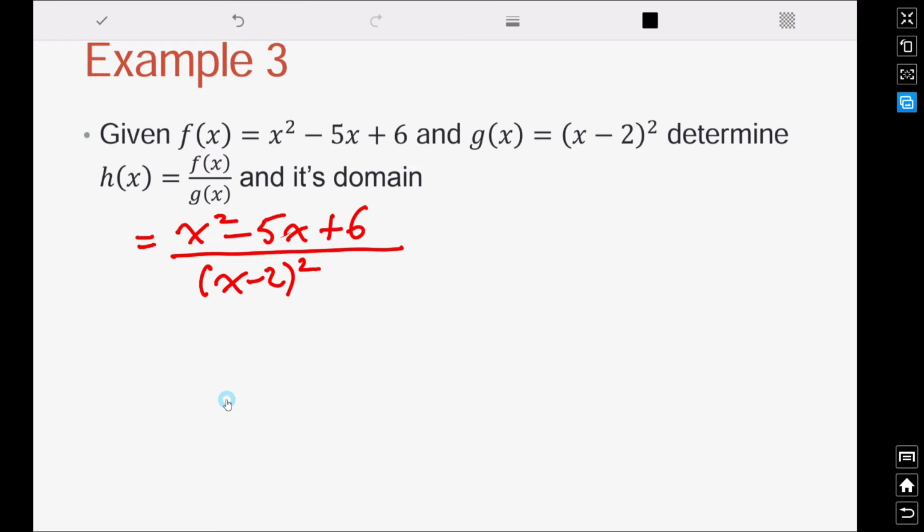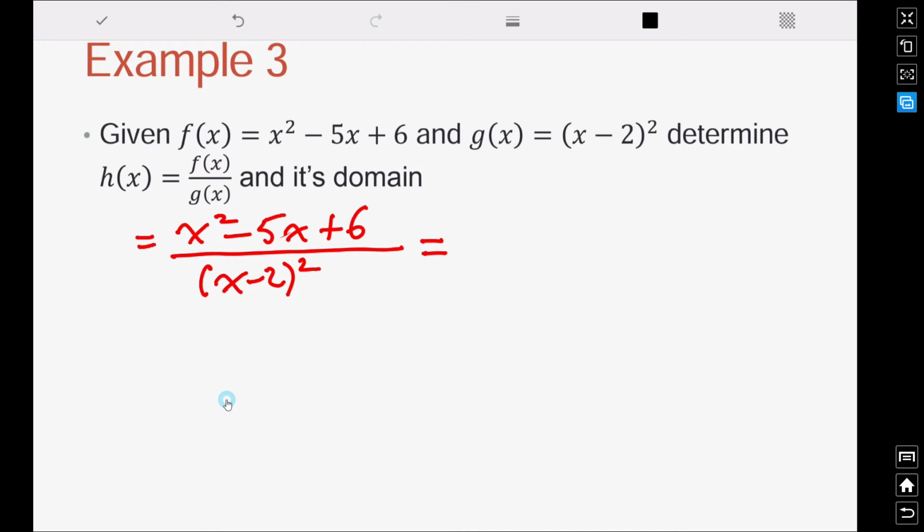Now in example 1, there was nothing we could do to simplify that particular example. Same thing with, no, sorry, not example 1. Example 2, we couldn't simplify. This example we can, though, because we have a quadratic in the numerator. And what can we do with quadratics?